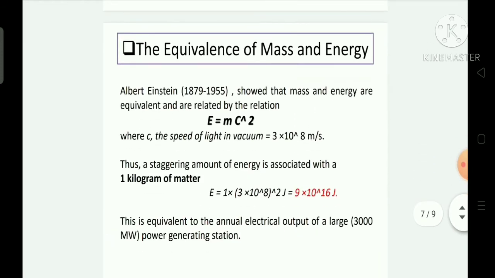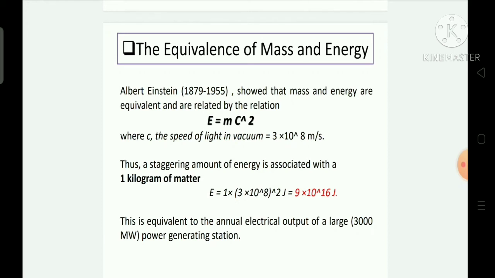Then after, बात आती है the equivalence of mass and energy. According to our Albert Einstein, mass and energy are equivalent and are related by the equation below. This is the most important equation: E = mc², where c is equal to what? c is equal to the speed of light in vacuum, and उसकी वैल्यू क्या है? 3 × 10⁸ meter per second.